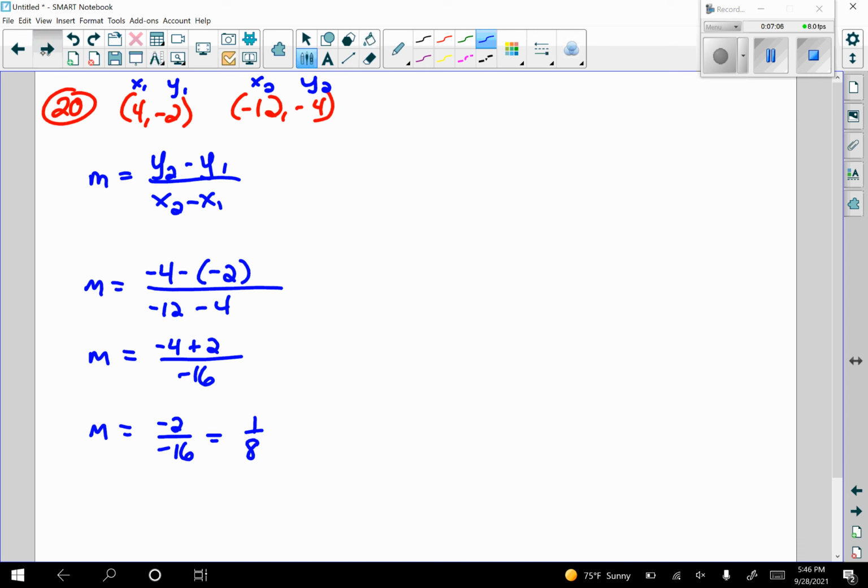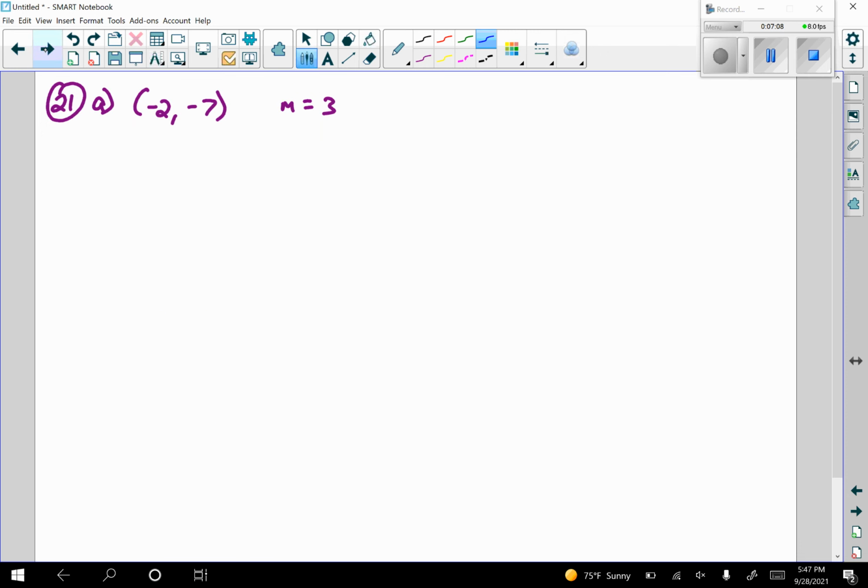All right, and then our last problem has 4 parts to it. Here we're going to write the equation of the line, having the given conditions. Write the answer in slope-intercept form, if possible. So here we have our slope already. This is how I set it up in class. Our slope was already given to us.